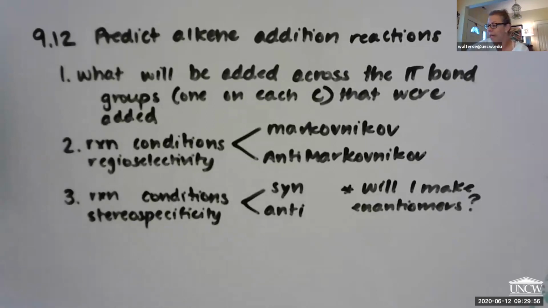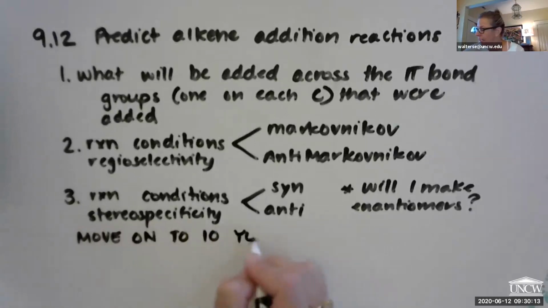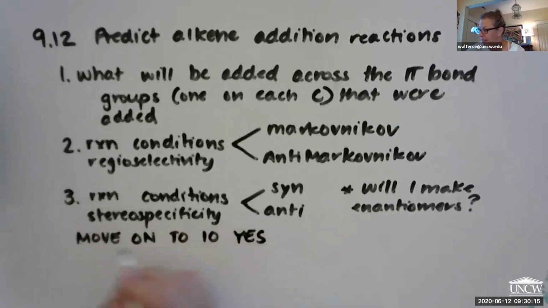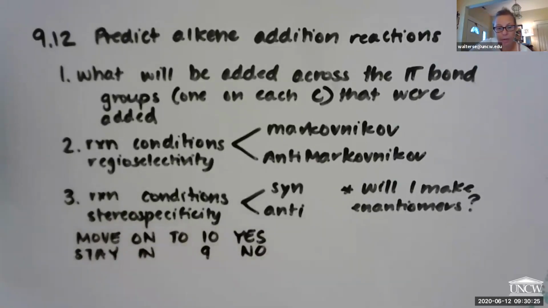So I have 2 questions for you, or it's like A or B, but we're gonna have to say yes or no. So in the participants poll, moving on to 10 is a yes. Stay in 9 is a no. So if you could do that for me, please.